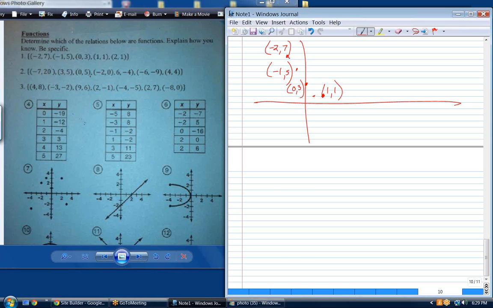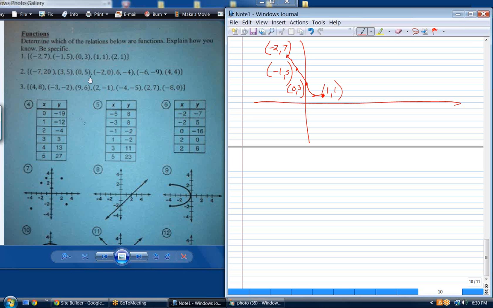So if I connect those dots, is that a function? Yes, it is. It passes the vertical line test. The fact that there are two y values that are the same given two different x values does not fail the vertical line test. If it was the other way around, if I had two different y values at a given x value, then it would not be a function.